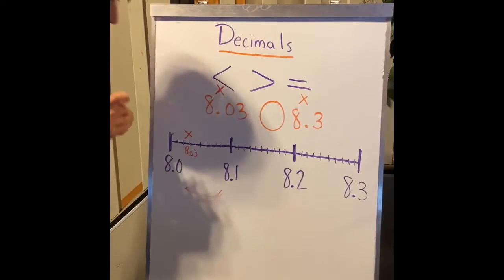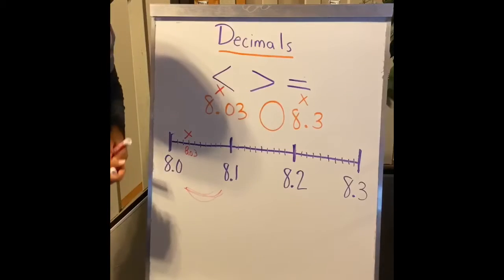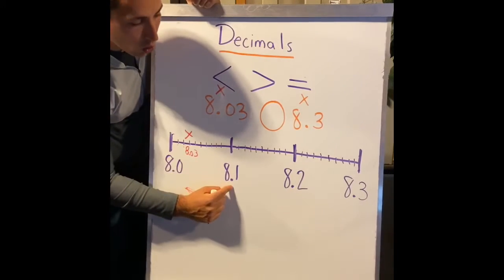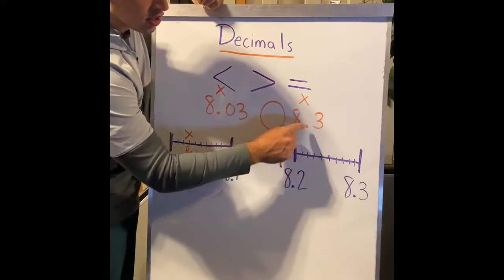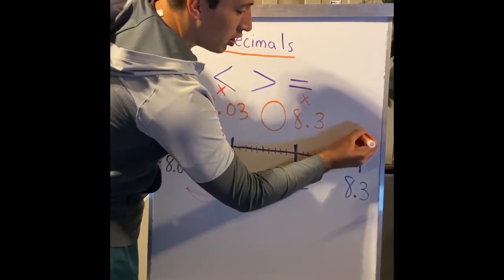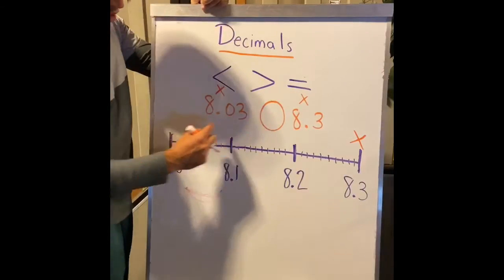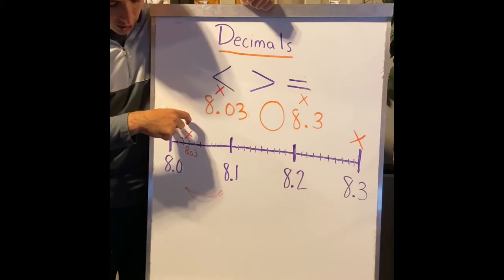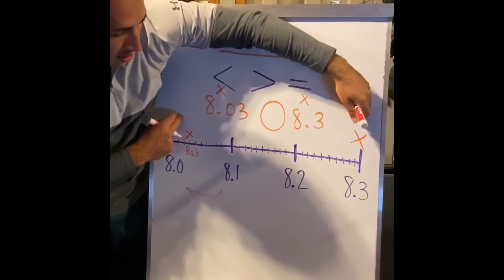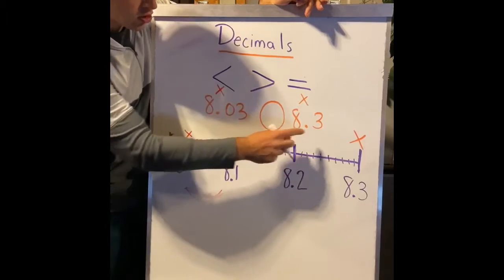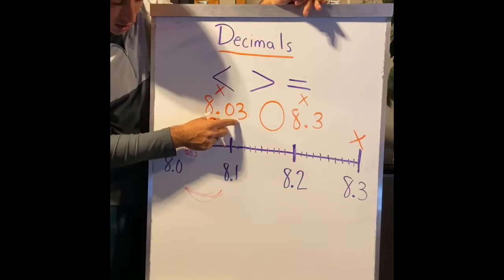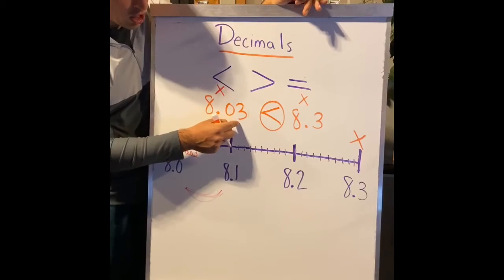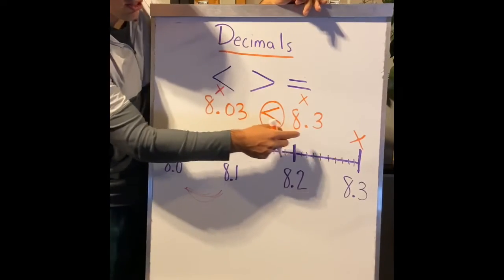Now let's look at 8 and 3 tenths. So this is our 8. This is 8 and 3 hundredths. This is 8 and 1 tenth, 8 and 2 tenths, 8 and 3 tenths. So 8 and 3 tenths is all the way over here. So this shows us 8 and 3 hundredths, 8 and 3 tenths. Like we said earlier, we know tenths are greater than hundredths. So our answer is 8 and 3 hundredths is less than 8 and 3 tenths.